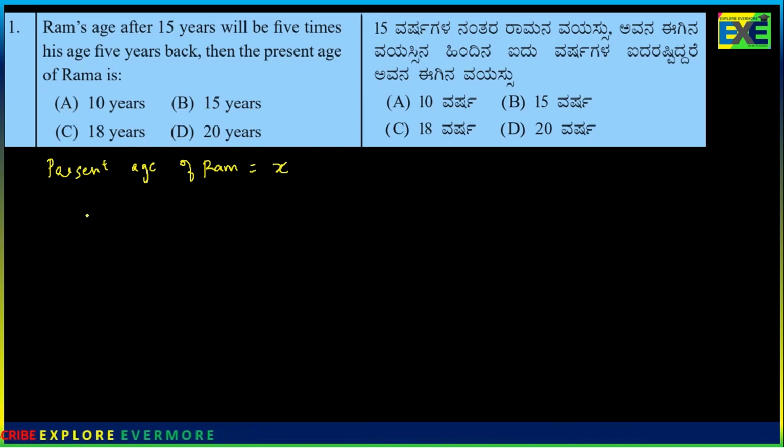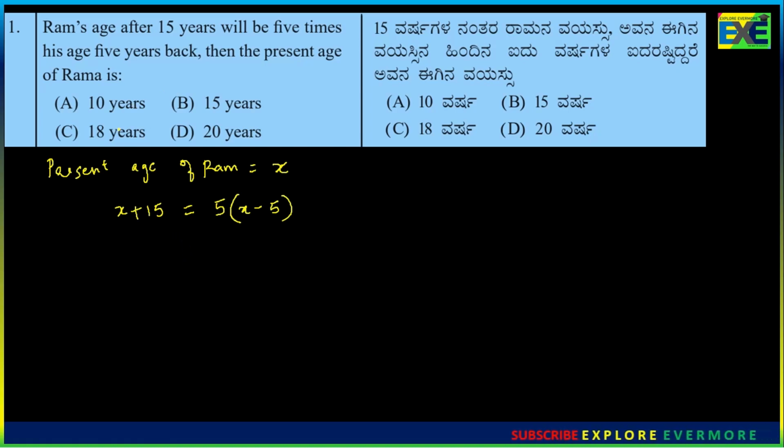So we already know that we should take present age as x. After 15 years, so what we'll do, just write the expression as you read the question. So they say after 15 years, so it will be x plus 15. That means it will be equal to 5 times, that means 5 multiplied by his age 5 years back. So what would be Ram's age 5 years back? So it is x minus 5.